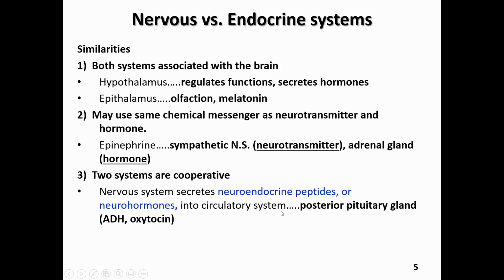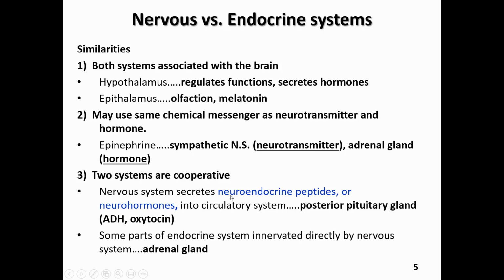These particularly are secreted by the posterior pituitary gland, and the two major hormones secreted by the posterior pituitary gland are ADH, which stands for antidiuretic hormone, and oxytocin.